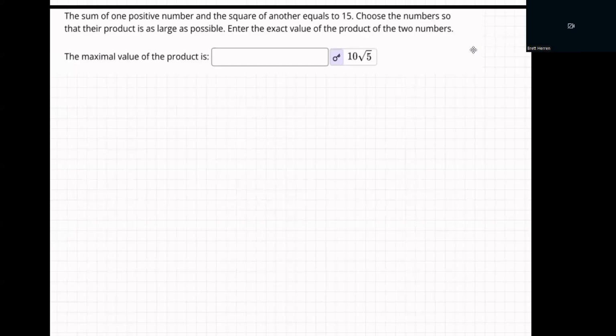This question, word problem: the sum of one positive number and the square of another equals 15. Choose the numbers so that their product is as large as possible. Enter the exact value of the product of the two numbers.